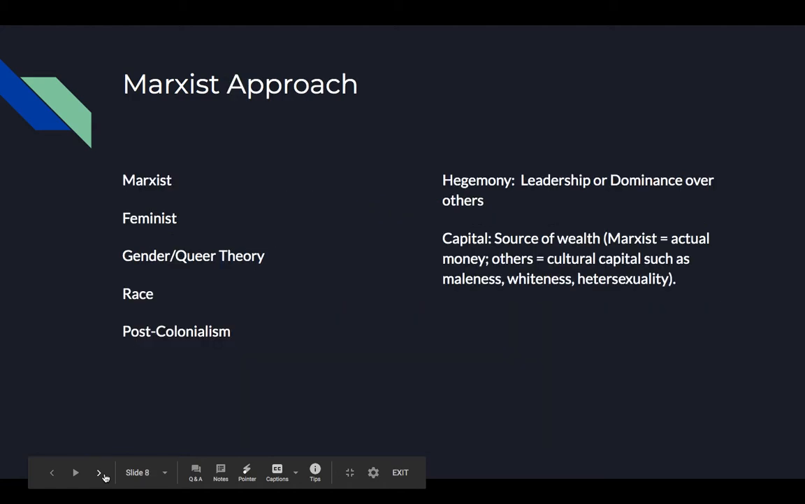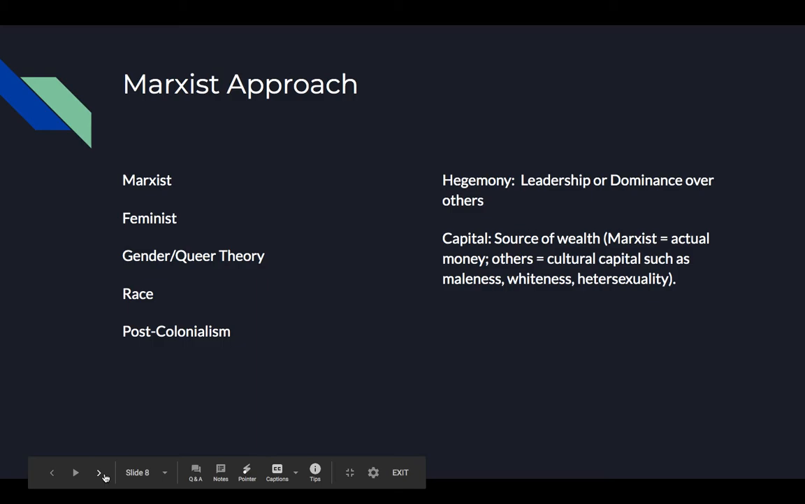So when you have your assignment, you're going to be given one of these Marxist approaches to analyze what's happening in a very short video, okay? And what you're going to do is look at the dominance. Who dominates over others? What constitutes leadership in this community or society? And then what is the source of wealth, or that is, what is the source of power?